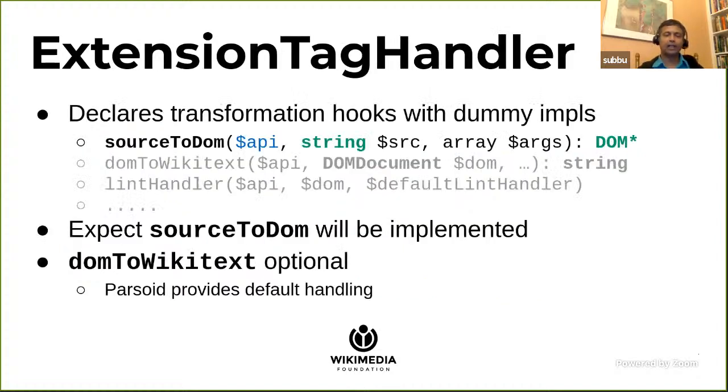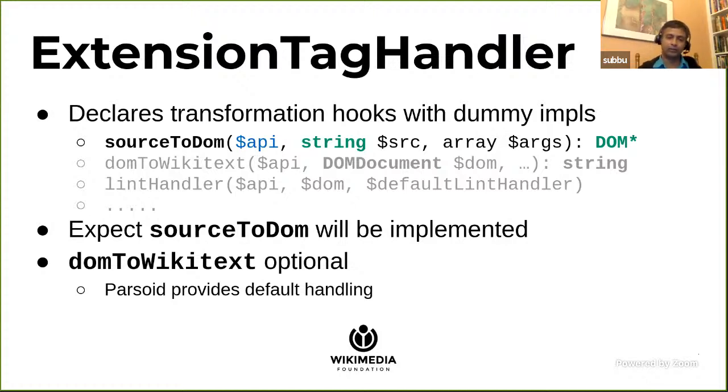So the extension tag handler is an abstract class which declares currently 3 transformation hooks with some dummy implementations: source to DOM, DOM to wikitext, and a lint handler. For this talk, we're only going to look at the source to DOM, which takes your extension source and converts to DOM. And it's given the signatures. You get an extension API object, you get the extension source and the array of arguments, and you return a DOM. At the very least, we expect that extensions will implement this method.